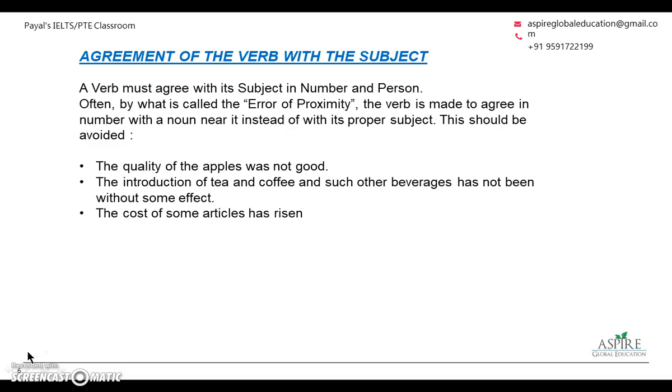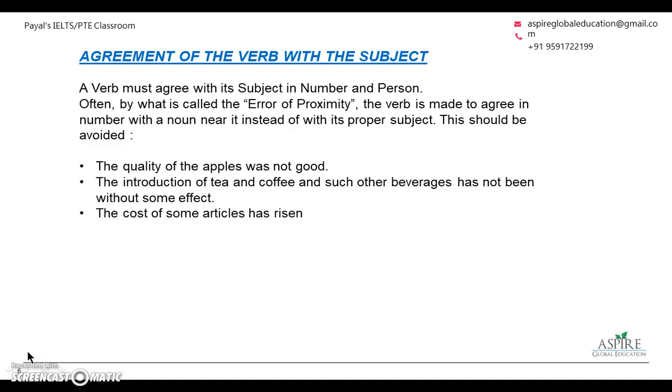For example, the quality of the apples was not good. If I take my subject as apples, I should use a plural verb. But this 'not good' is about the quality, not the apples. And quality is singular. That is why my verb is also singular, was.